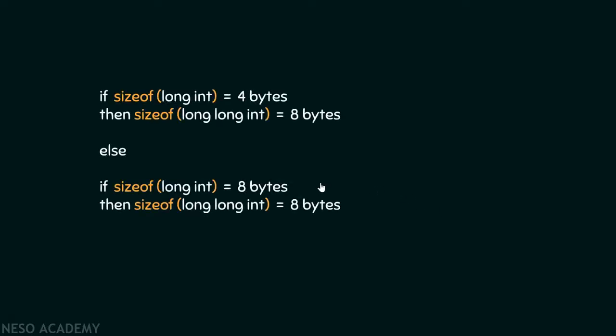There is one more thing called long long integer. It simply means if suppose long integer is 4 bytes, then long long integer would be 8 bytes. Else, if long integer is 8 bytes, then long long integer would be 8 bytes only. Because the maximum limit is up to 8 bytes, you can say.